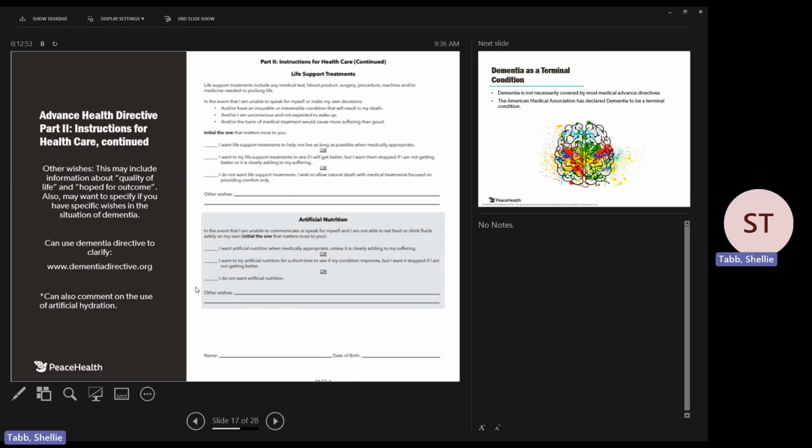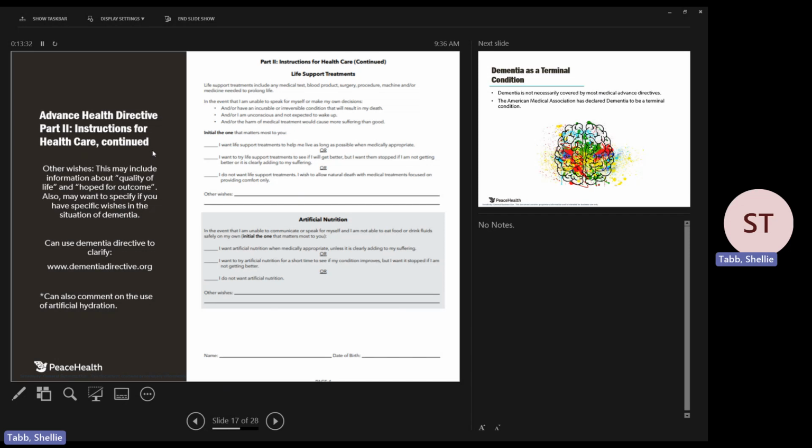Okay, so now we are on page 4, and we are going to talk about life support treatments. And so again, this is something that you're going to think about, the quality of life that you'd want for yourself and your most hoped for outcome. If your most hoped for outcome is I want to go home and live independently, then, if that was not a possibility, what would you want to do?